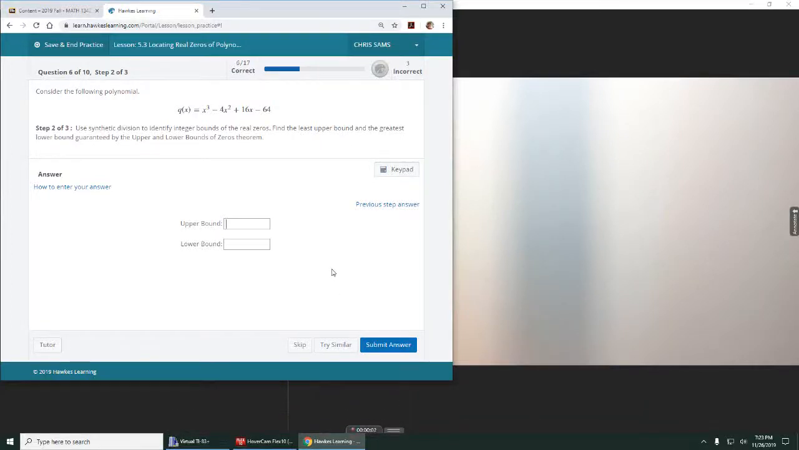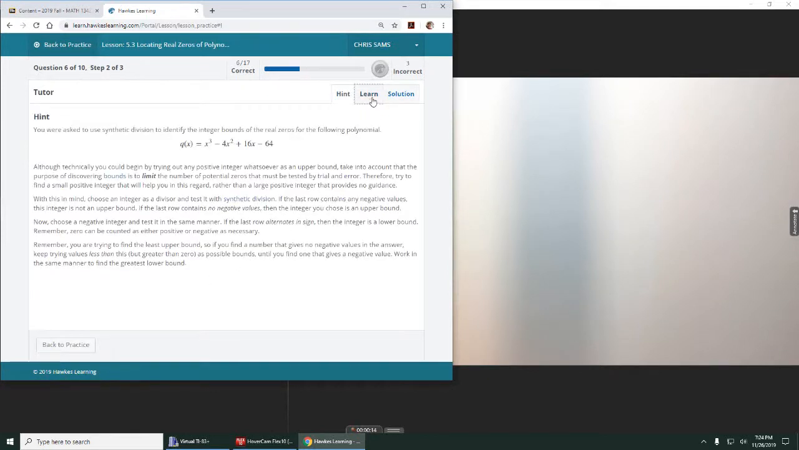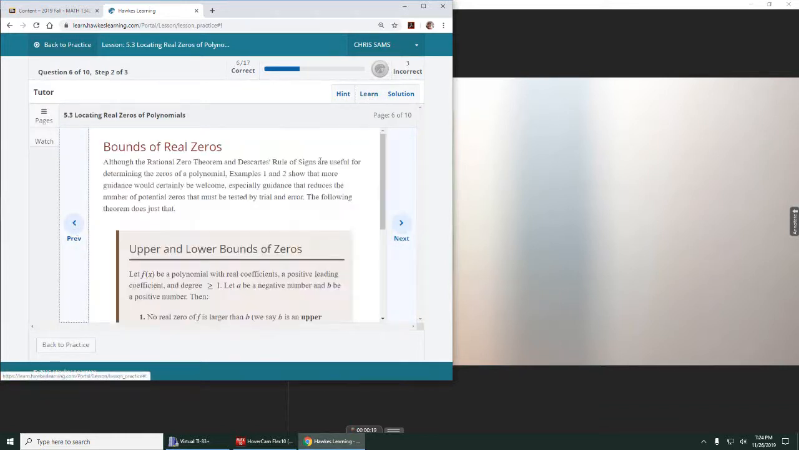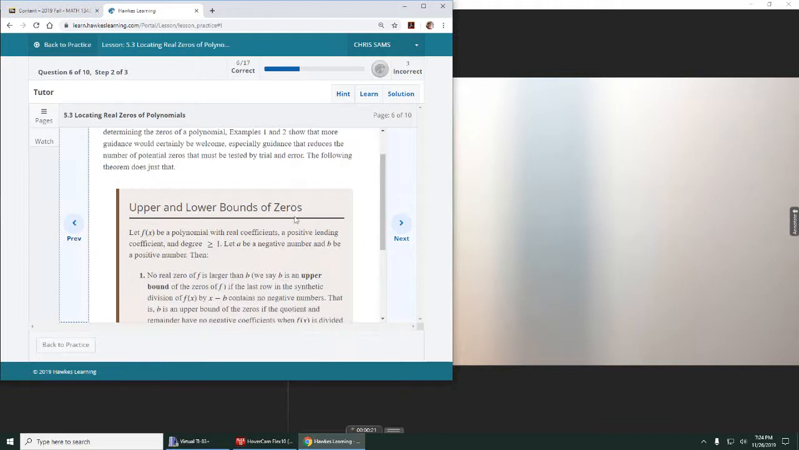All right, still on number 6, this is part 2. We want to use synthetic division and identify the bounds of the zero, so upper bound and lower bound. So I'm also going to go to the text and show you this rule. It's on page 6. Talks about rules of bounds.